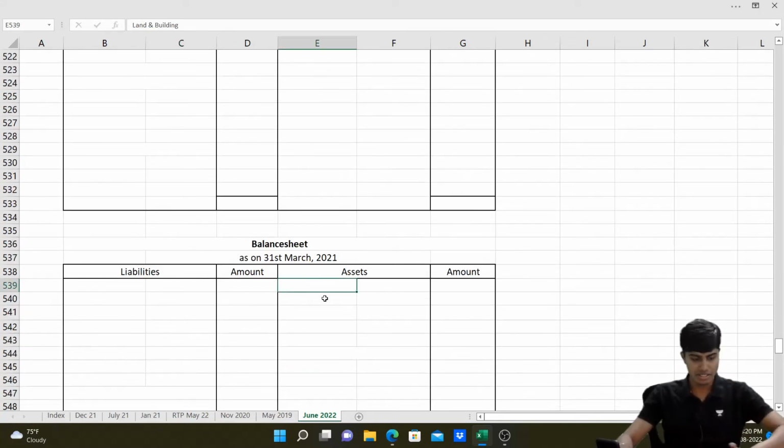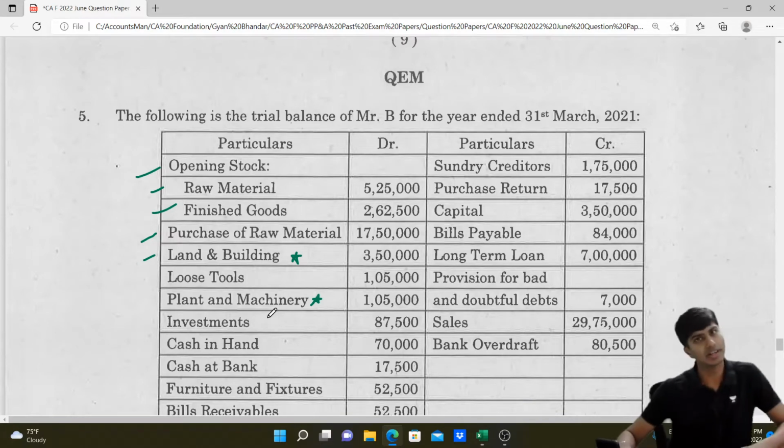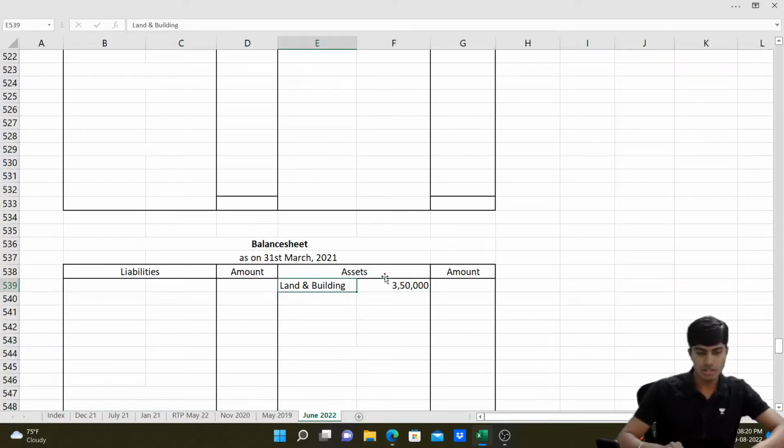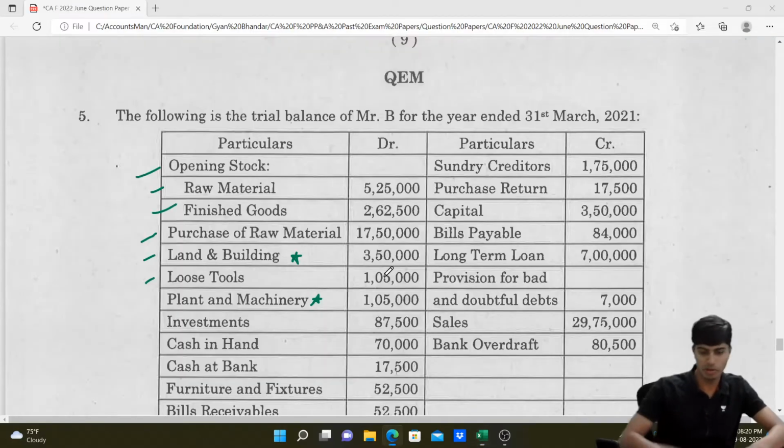Balance sheet asset side, I'll write land and building 3 lakh 50,000 and wait for it to be depreciated, and then I'll write the post-depreciated value in the outer column. Then we have loose tools 1 lakh 5,000. This will come in the balance sheet asset side again. I'll write loose tools 1 lakh 5,000. There is no adjustment, straight away outer column.